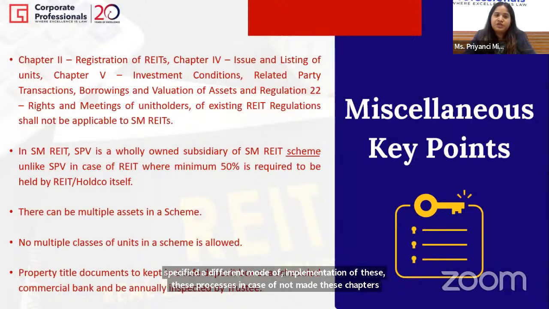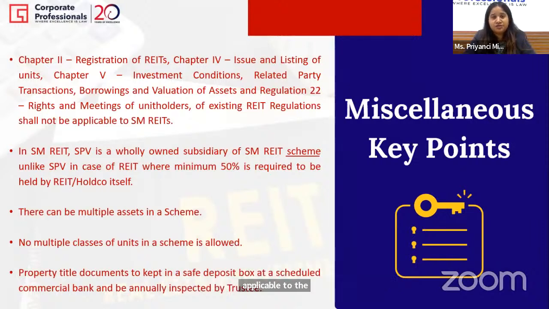In SM REIT, the SPV has to be a wholly owned subsidiary of the SM REIT scheme, unlike the SPV in the case of REIT. This we have already discussed. There can be multiple assets in a scheme, but multiple classes of units in a scheme are not allowed.